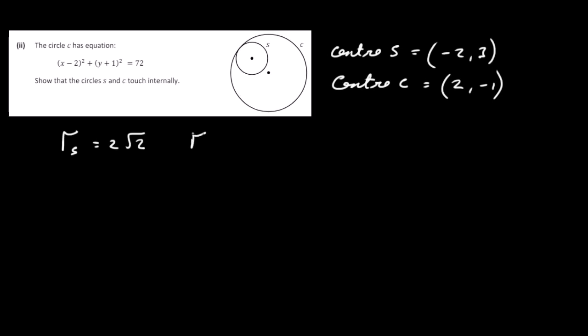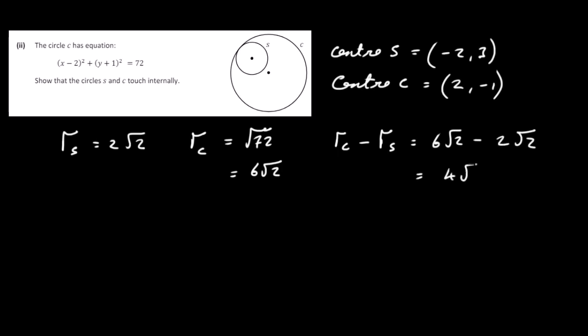Now the radius, I was working out the radius of C then. The radius of C is just the square root of 72, which is this number here. This is r squared, so we've got to square root it. When you work that out, you'll get 6 root 2. So we have the radius of S, we have the radius of C. So what we've got to do is subtract the two radii. So I'm going to take the radius of C, subtract the radius of S. So that's 6 root 2 minus 2 root 2. That will give me 4 root 2.